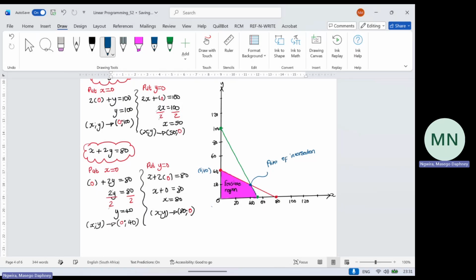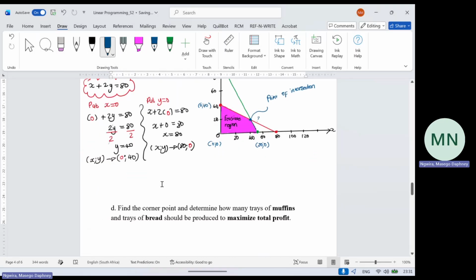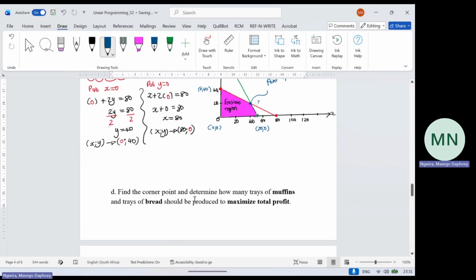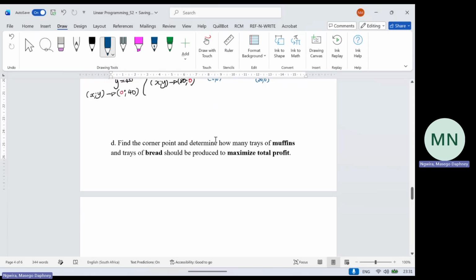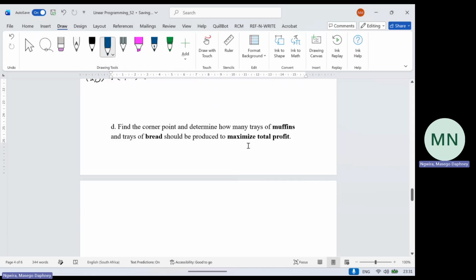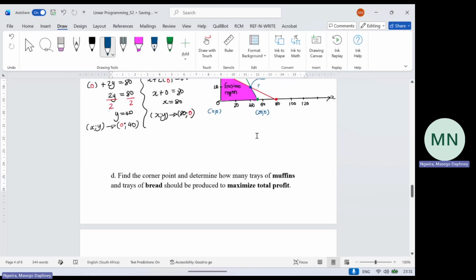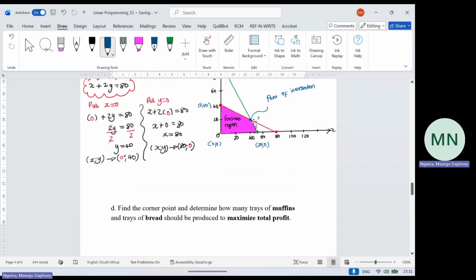This corner point is 0 and 0. This is our corner point. This corner point is what? 50 and 0. See? Then we look for this one. That's it. Now let's move. The question says, find the corner point and determine how many trays of muffins and trays of bread should be produced to maximize total profit. And I said that we need this point for us to determine the corner points, and yeah.